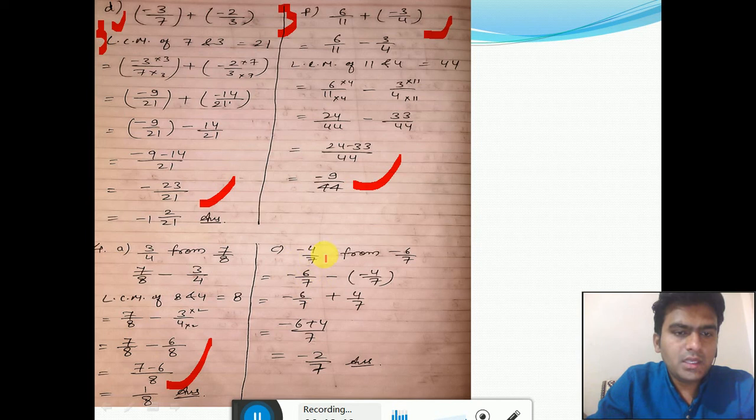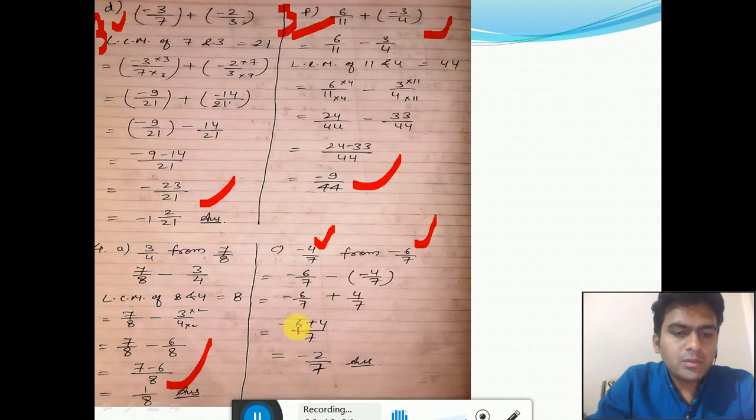Now 4C: minus 4 upon 7. So you have to subtract 4 upon 7 from minus 6 upon 7. So after "from", whichever number is written, write it first: minus 6 upon 7. Then the minus sign, because we have to subtract in this question. Now the second number is minus 4 upon 7, so we write minus 4 upon 7. Now minus minus becomes plus. If there is a bracket between two signs, then we multiply the signs, so minus minus is plus.